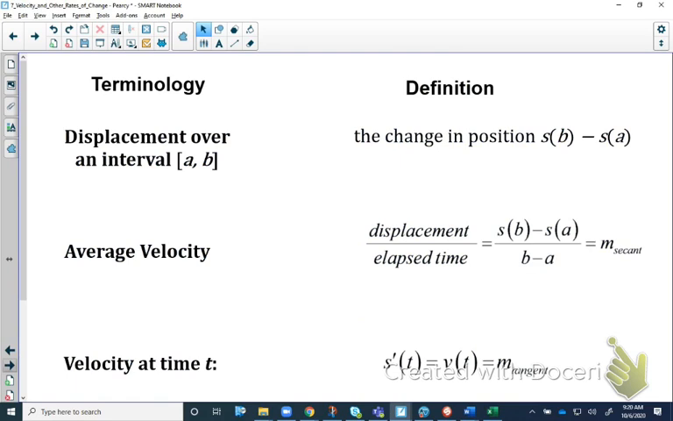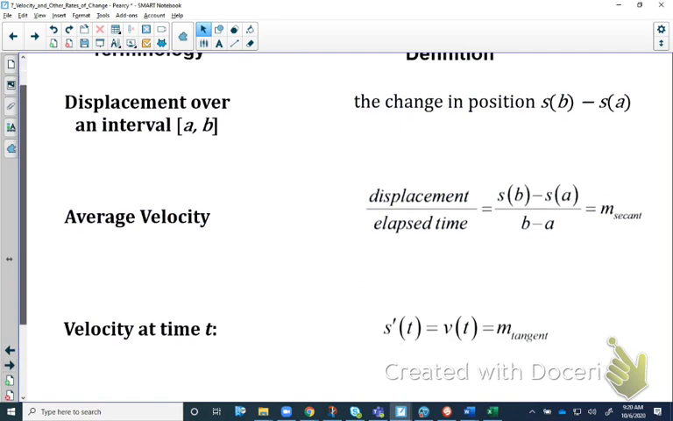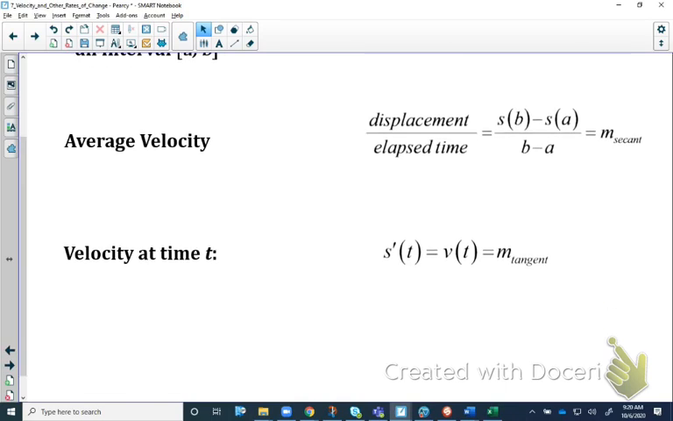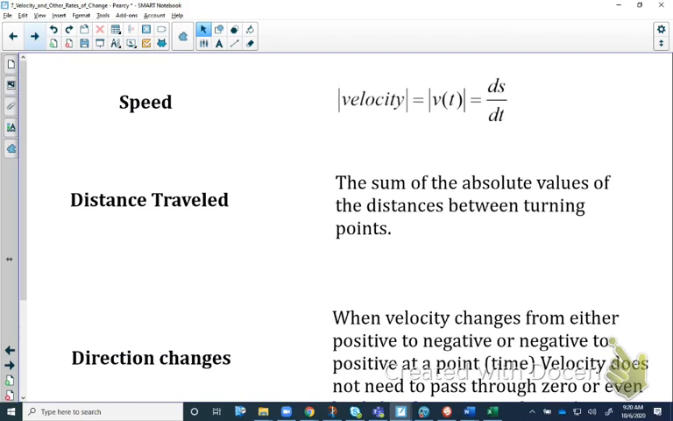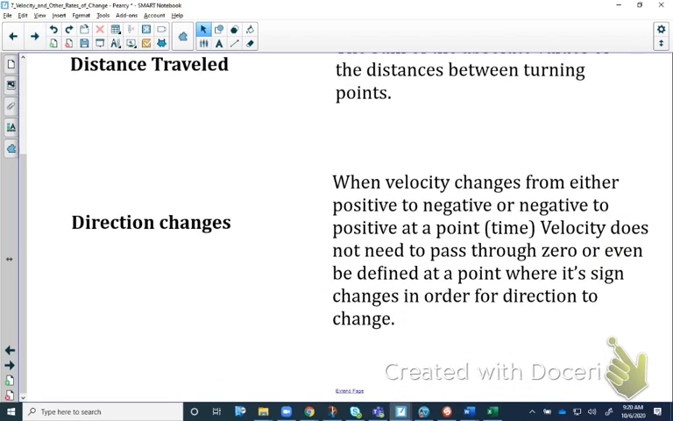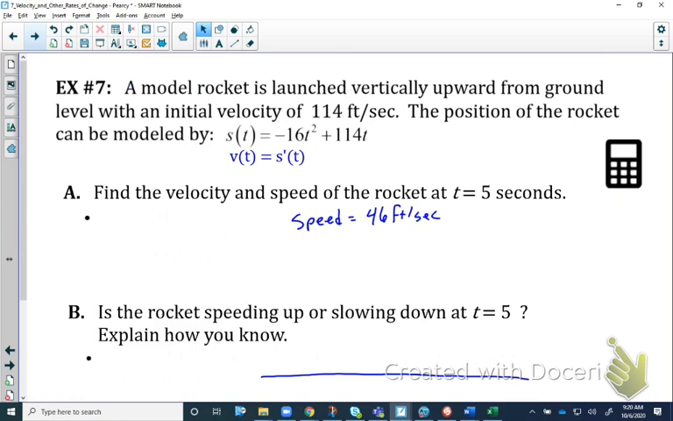Here, these are just vocabulary terms that we're going to be talking about: the displacement, average velocities, velocity at a specific time, speed, the absolute value of velocity, overall distance traveled, how you identify when directions change. And you all have this in your notes. You can read it at your leisure. And now I think we're nearly getting to the end. I think we have a couple more examples here.